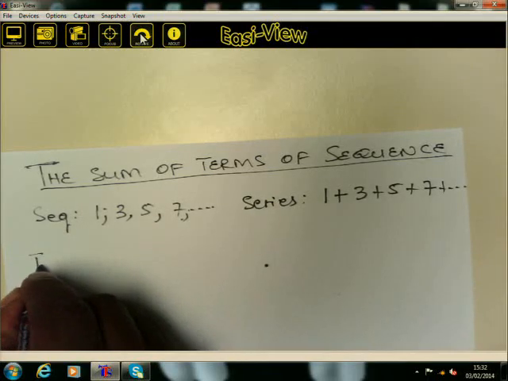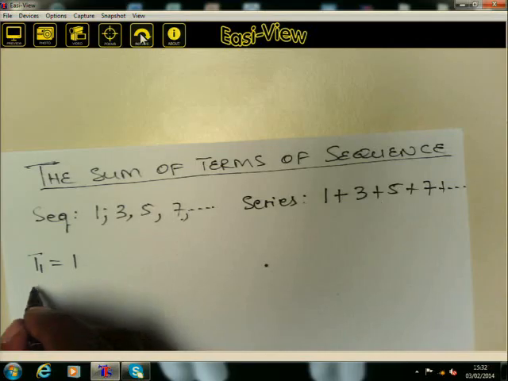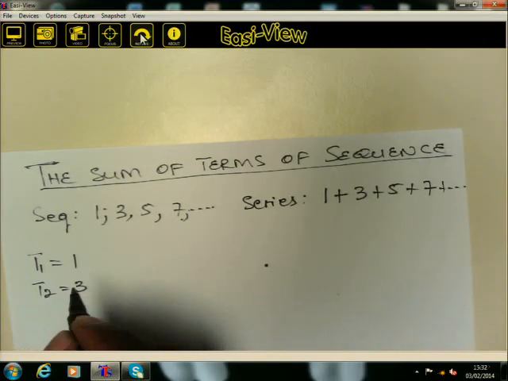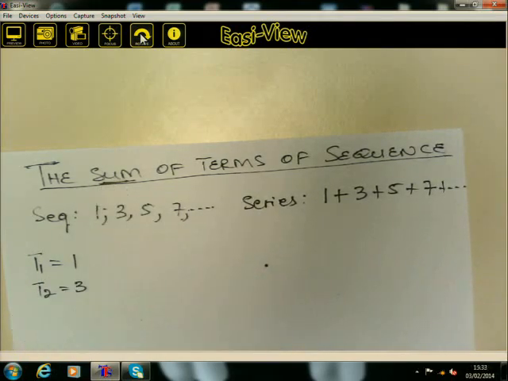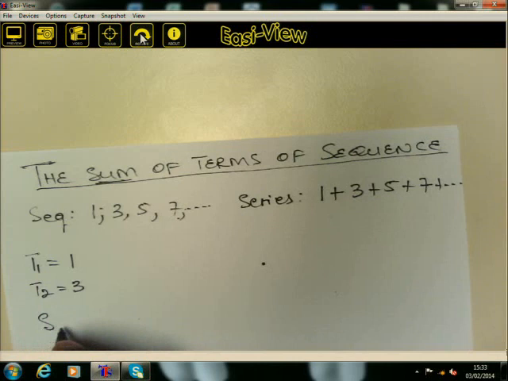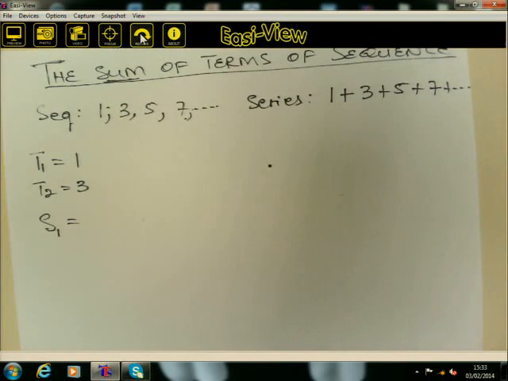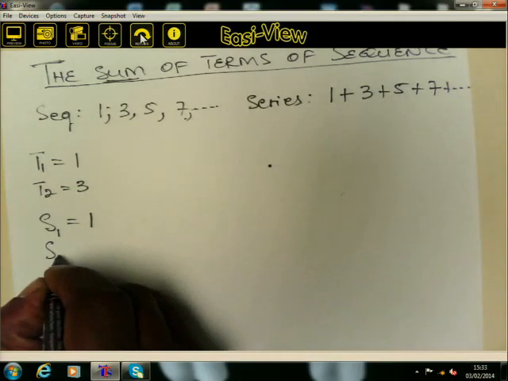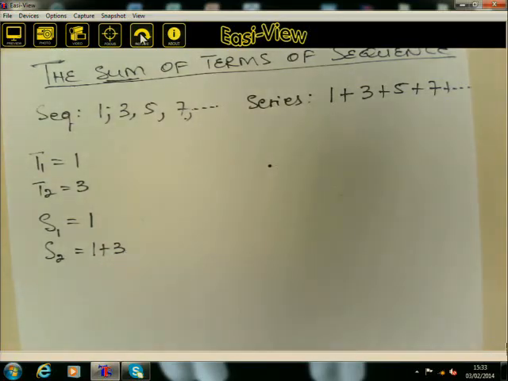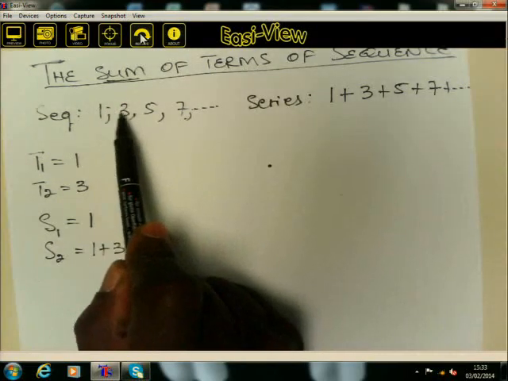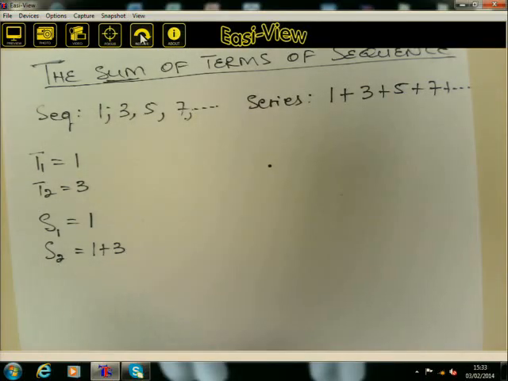You know that T1 is equal to 1 in this case, and then T2 is equal to 3, and so forth. But now the sum, when we sum them up, it means we can talk about the sum of the first term. The sum of the first term will be 1, because we are only adding the first term. So the sum up to 2 terms will be now 1 plus 3, because we are adding the first term and the second term.